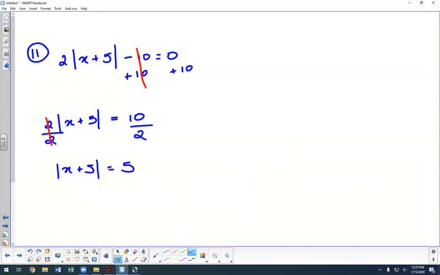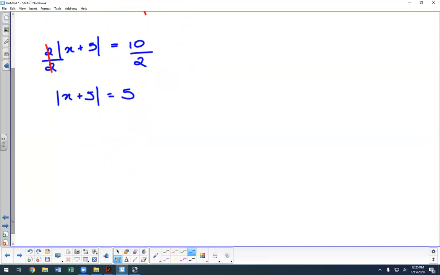So with absolute value, we do not distribute the number from the outside. Parentheses, brackets, yes, not with the absolute value symbol. Now, once you get this, we're basically back to what our previous example looked like. So now we're ready to split it up into 2 parts. So this is where you will do x plus 5 equals positive 5, or x plus 5 equals negative 5, and that's how we'll get our 2 different answers for this one.